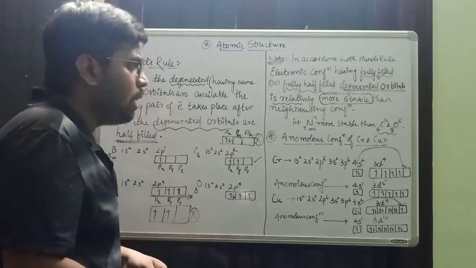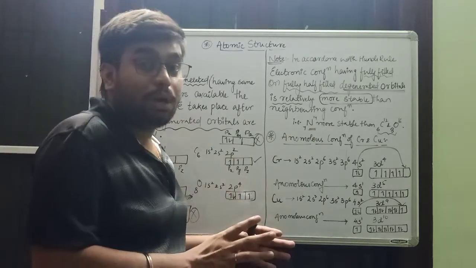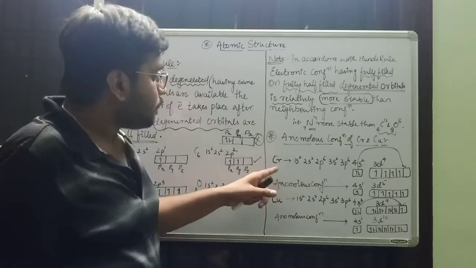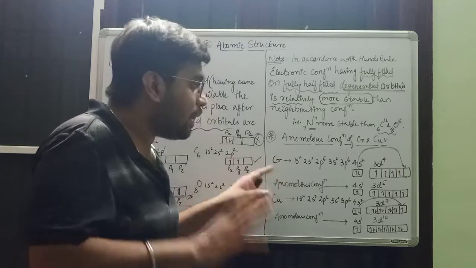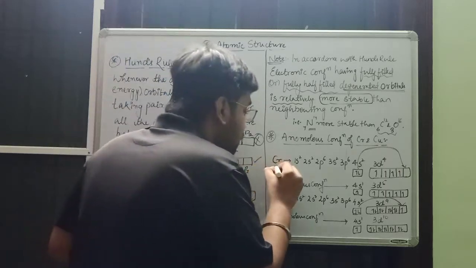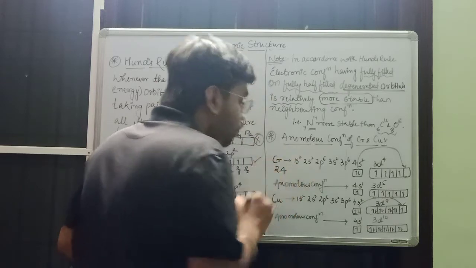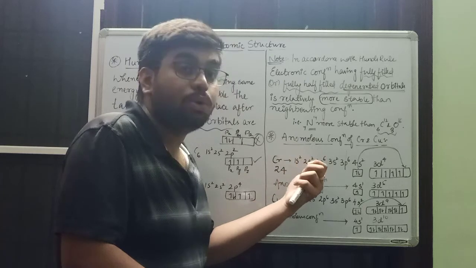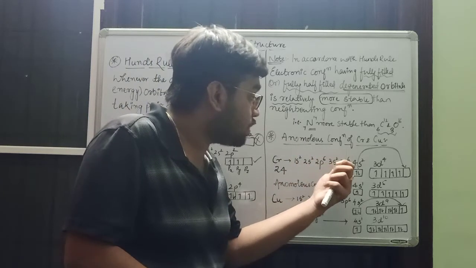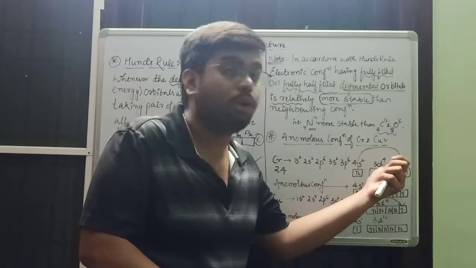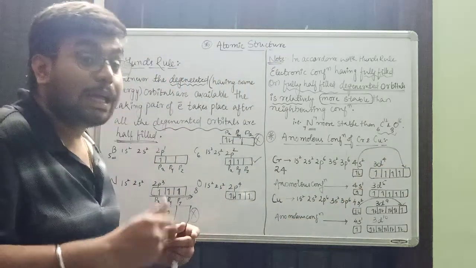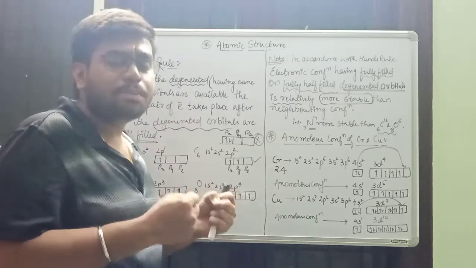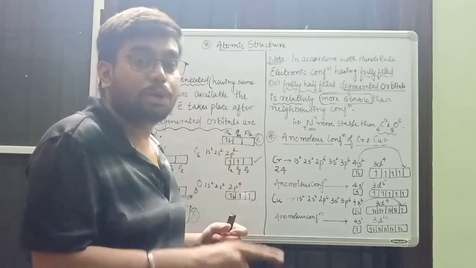Okay? Yes. Now we are going to discuss another important topic, that is the anomalous configuration of chromium and copper. Chromium's atomic number is 24. Chromium's atomic number being 24, it has a configuration of 1s2, 2s2, 2p6, 3s2, 3p6, 4s2, 3d4. Once again, remember Hund's rule. All atoms want to be stable, right? Yes. All atoms want to be stable.